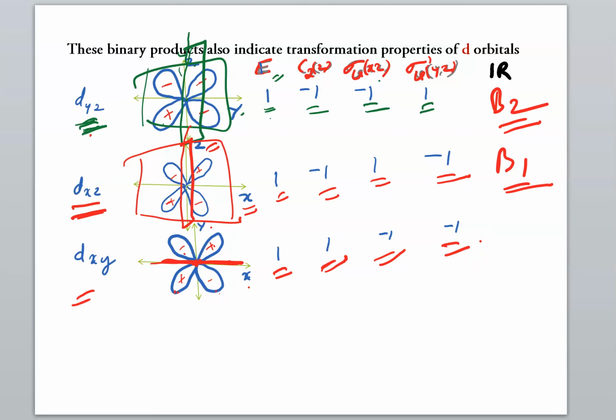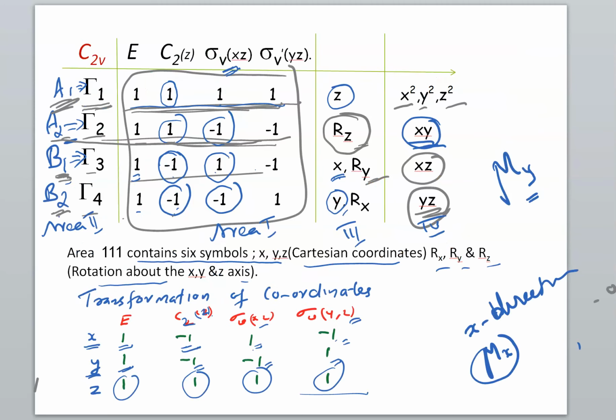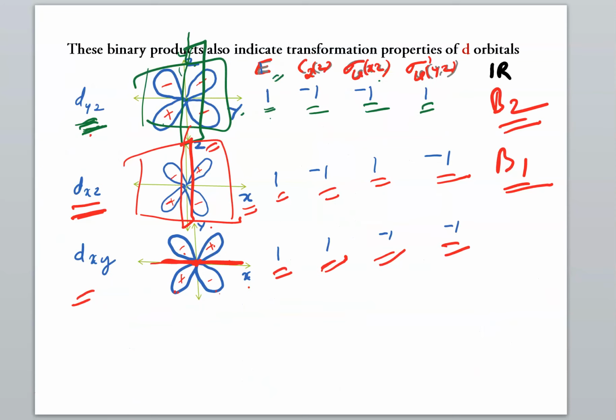Therefore, 1, 1, minus 1, minus 1. That is xy here. The dxy orbital and xy transform similarly. Therefore, A2. That is, the dxy orbital transforms as A2. That is the combination and the squares, actually the transformation properties of d orbitals. We can check the other d orbitals also. You can do it by yourself.